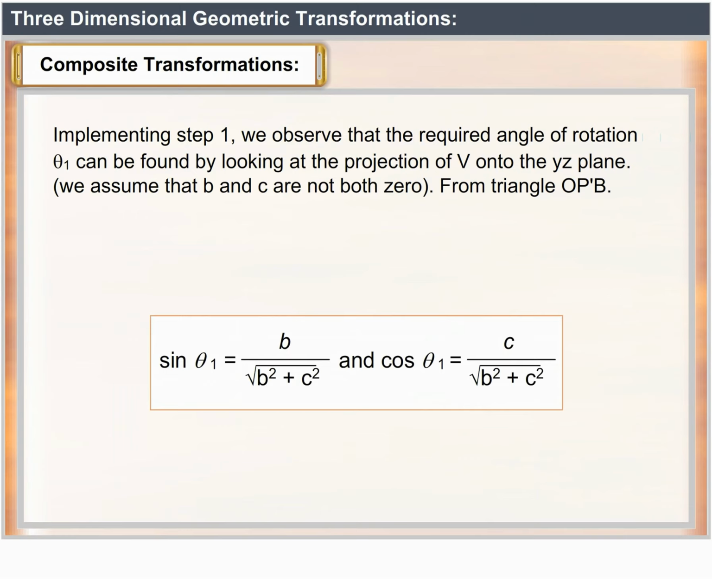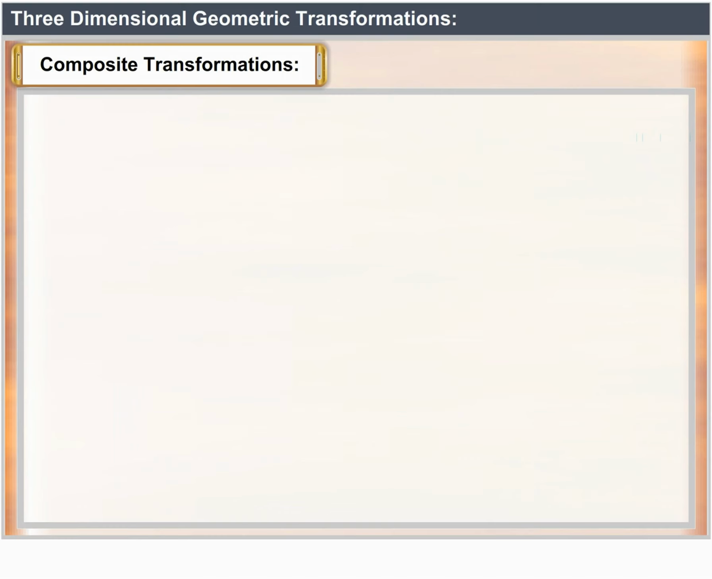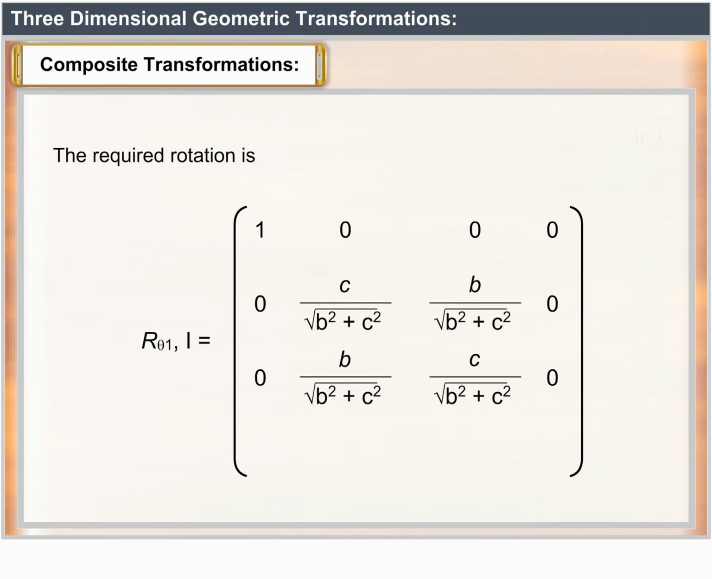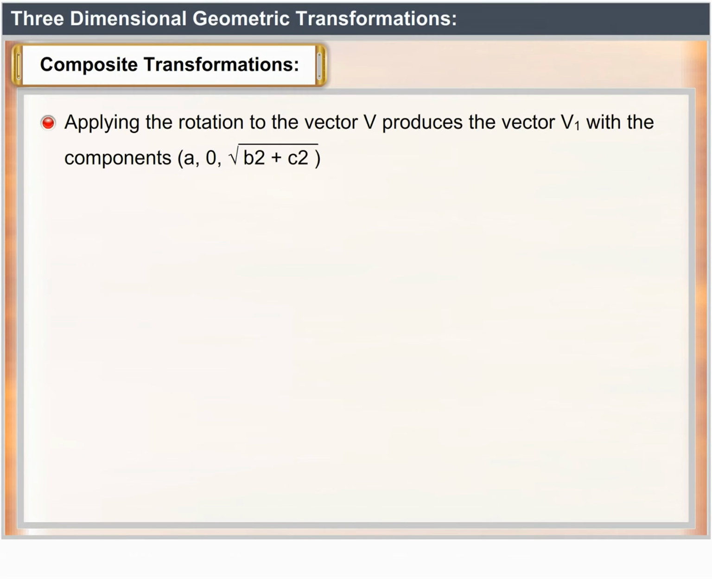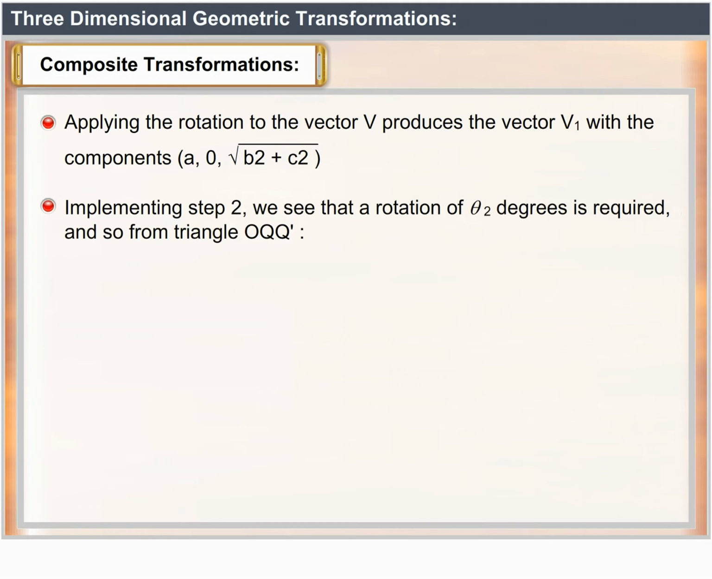The required rotation is applied to the vector V, which produces a vector V1 with the components a, 0, square root of b squared plus c squared. Implementing step 2, we see that a rotation of minus θ2 is required, and so from triangle OQQ', sin of minus θ2 equals minus sin θ2 equals minus a over square root of a squared plus b squared plus c squared.